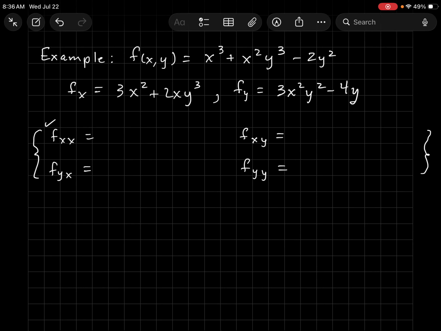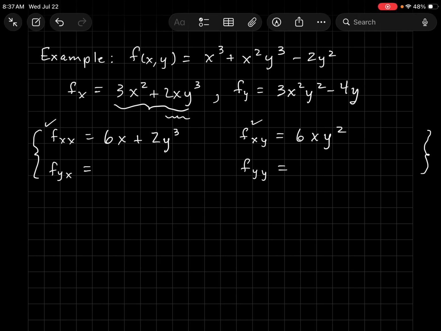Now, let's do the partial with respect to x, and then with respect to x again. So we have 6x plus 2y cubed. So I'm just taking the partial of this thing with respect to x. But now let's do the partial of that with respect to y. So with respect to x first, and then with respect to y, and we end up with 6xy squared. I'm just taking the derivative of this back part only.